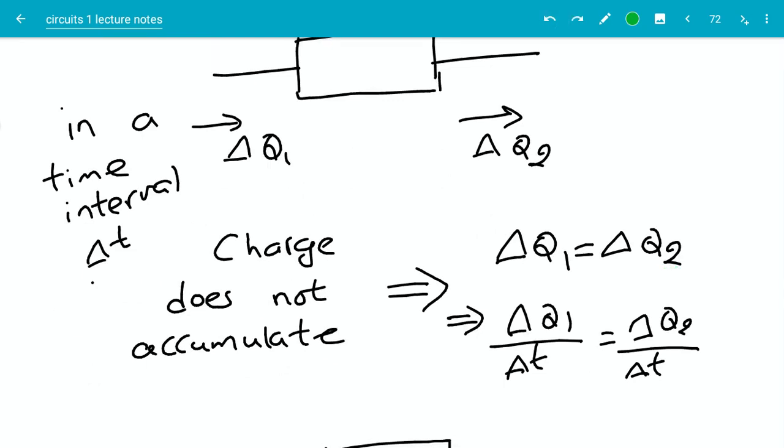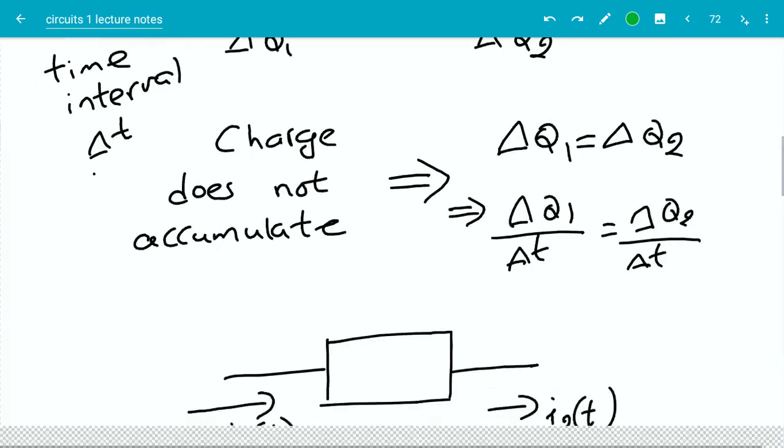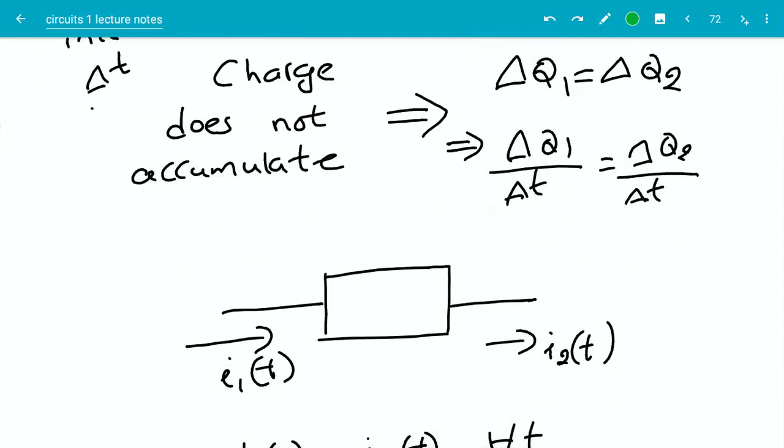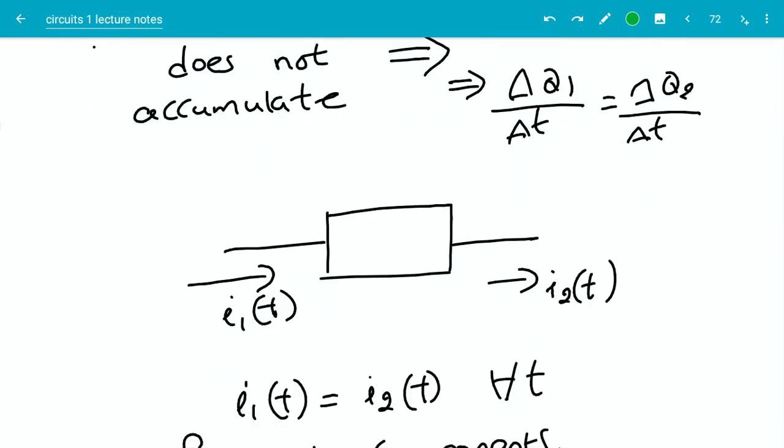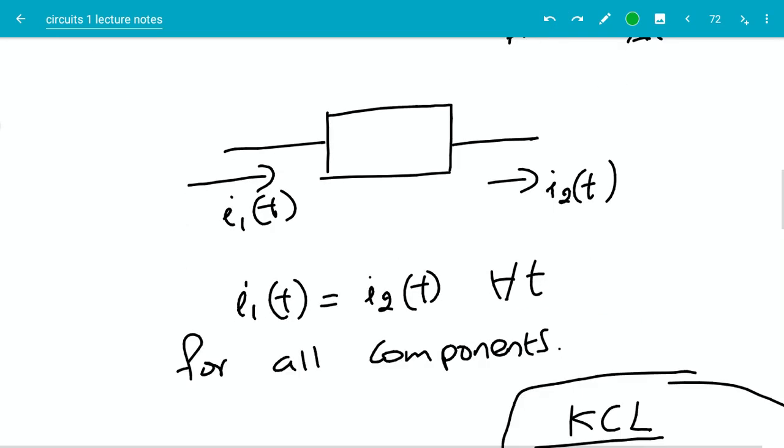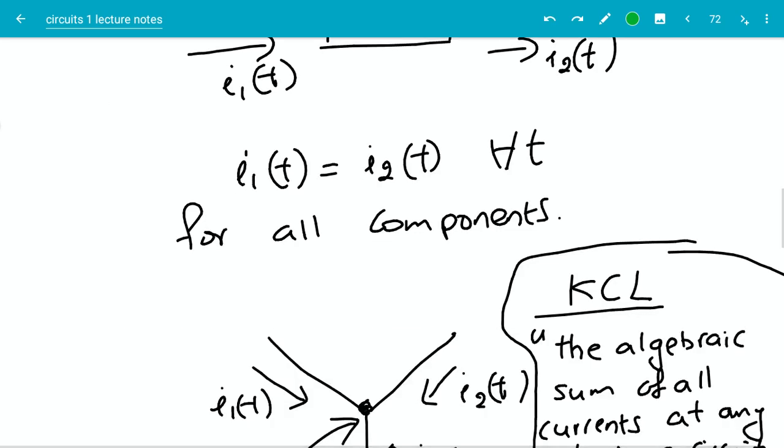Then, if you're observing that for interval delta t, you can divide by delta t on both sides. Note that this delta t can be anything, so you can also apply the limit delta t tends to 0. From there, what we get is that the total current entering any component should be equal to the total current exiting the said component. In other words, the current going in should be the current coming out for all times.